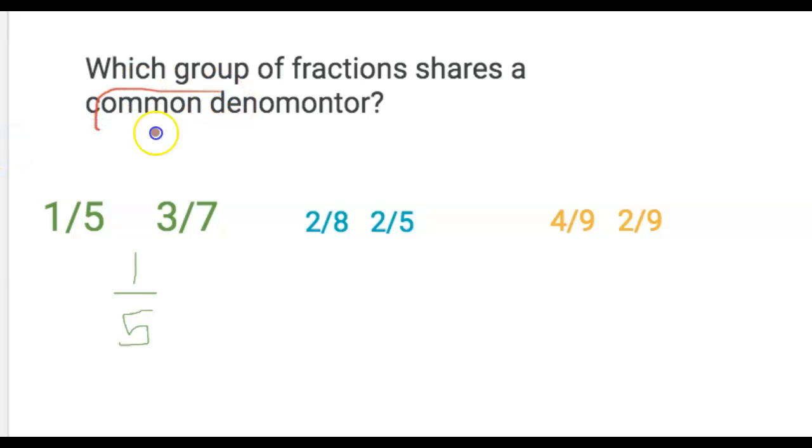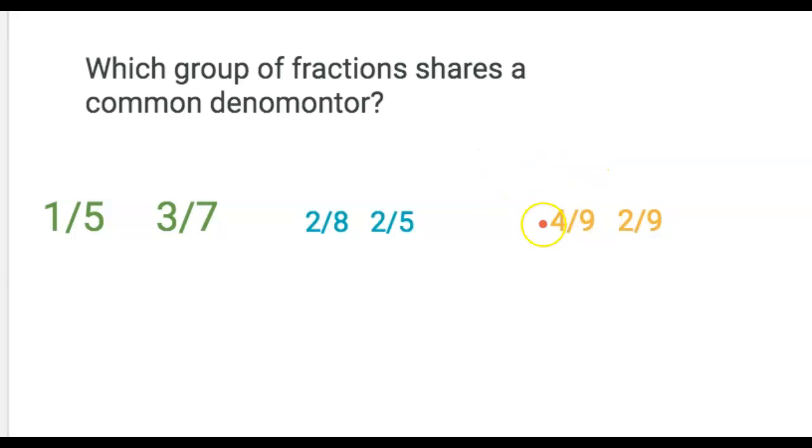So a common denominator means that denominators are the same, okay? So if we look at this, we have 1/5 and 3/7. So 5 and 7 would be our bottom number. Those are our denominators. Are they the same? The answer is no, okay? Over here, we have 2/8 and 2/5. So remember, these pieces are eighths, and these pieces are fifths. And by the way, eighths are smaller than fifths. So are these denominators the same? No, they are not. So these do not have common denominators either.